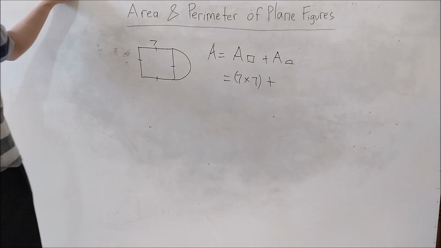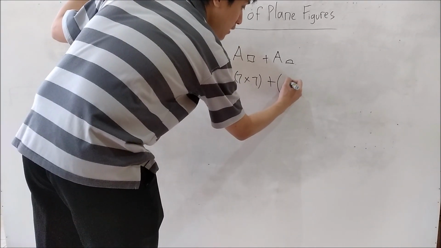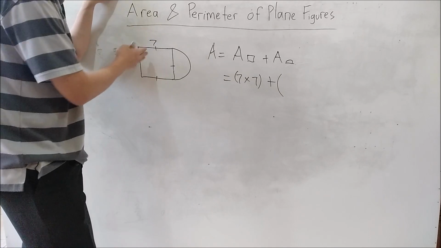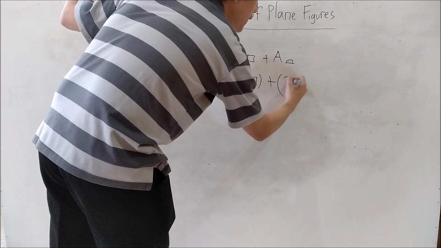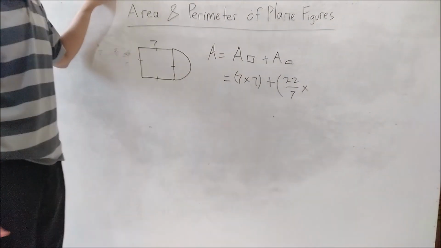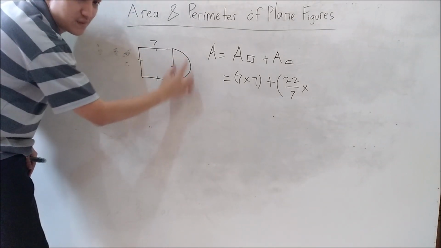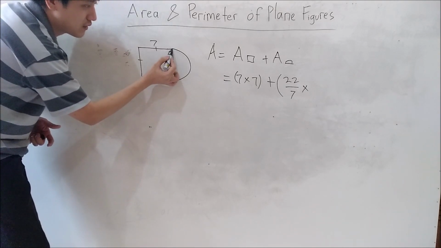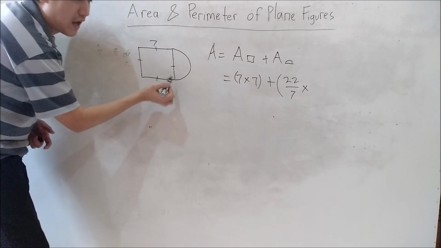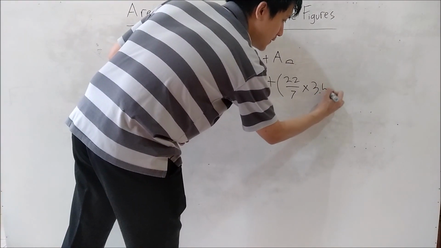We know that the area of a circle is pi r square, right? So the area of the semicircle is pi r square, where the diameter is 7. I will use 22/7 to make it easy. The r is not 7. If you see this semicircle, this is the diameter, which is 7. Then the radius will be half of it, so we have 3.5 as the radius.